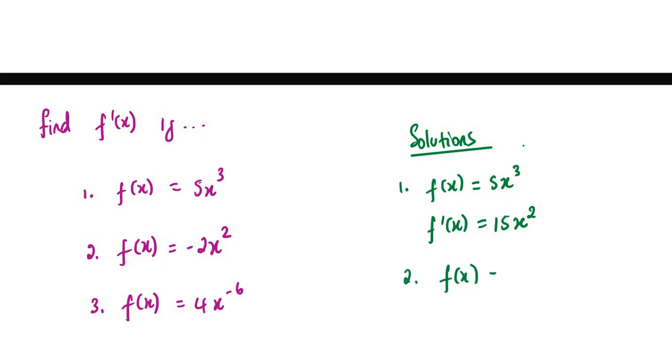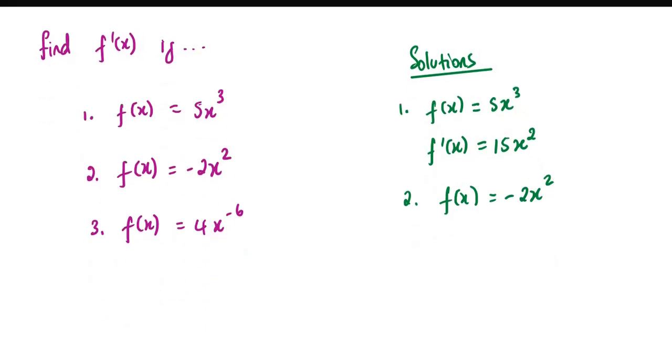For f of x, we have minus 2x squared. The rule says, first of all, multiply the coefficient with the exponent. So to find my derivative, the coefficient, which is negative 2, multiplied by 2, I will get negative 4. And then I subtract 1 from the exponent. What is 2 minus 1? 2 minus 1 is just 1. So there's no need of writing it because we have mathematical eyes of seeing the 1 there. Perfect. Number 3. f of x is equal to 4x to the power negative 6.